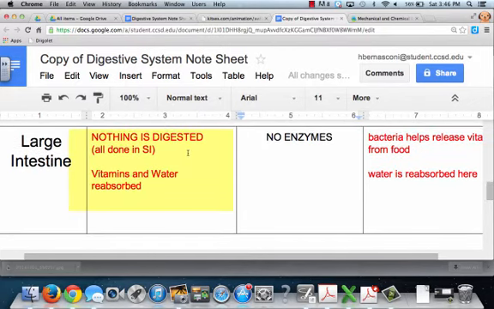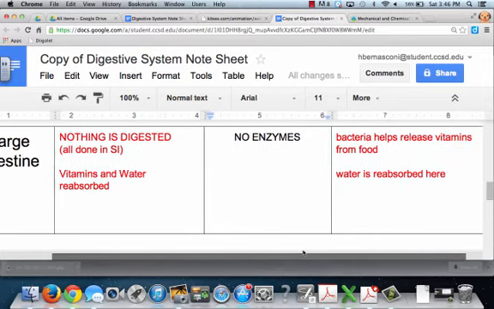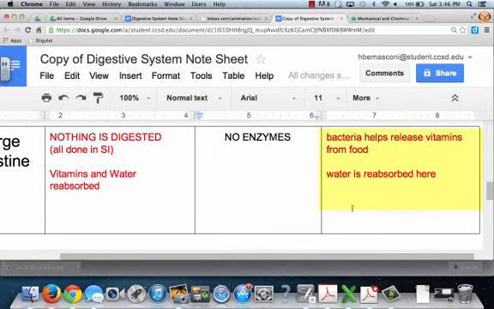Again, nothing is digested there. It's all done in the small intestine. However, vitamins and water are reabsorbed. And we also mentioned that the bacteria help to release these, and water is absorbed here. So let's kind of write that down again. And that is the digestive system. So we'll bring this to class, and we're going to be kind of adding things to it.